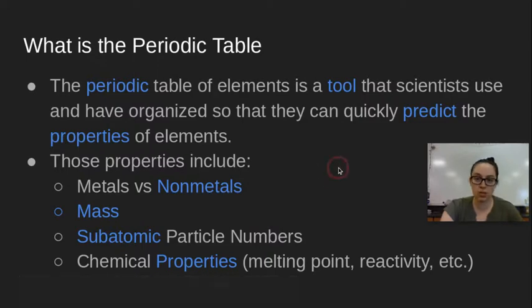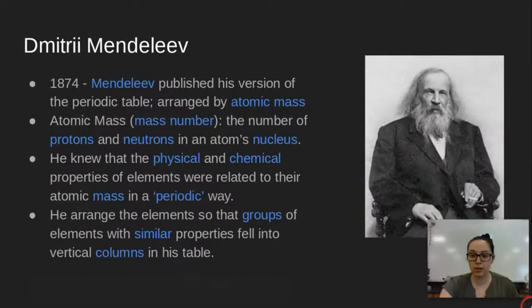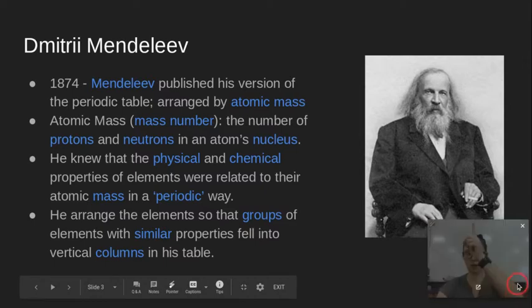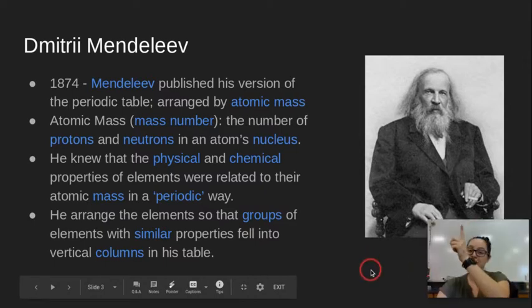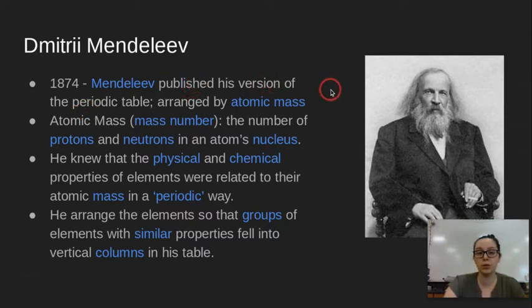Just as a heads up, the blue words are the words that you are going to need to fill in. I didn't make them yellow this time. All right, so this guy right up here is Dmitri Mendeleev. In 1874, Mendeleev published his version of the periodic table arranged by atomic mass. Atomic mass, which is kind of like the mass number, is the number of protons and neutrons in an atom's nucleus.